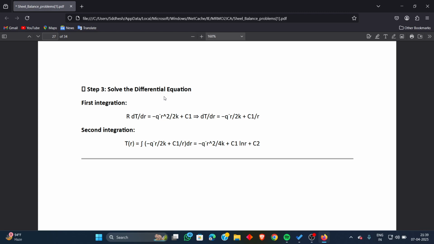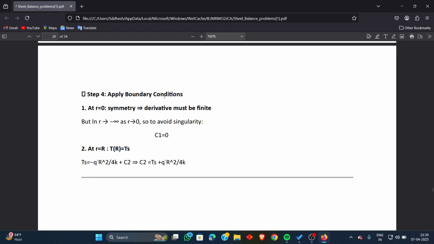First integration: r dT/dr = -q̇ r²/2k + C1, which gives dT/dr = -q̇ r/2k + C1/r. Second integration: T(r) = integral of (-q̇ r/2k + C1/r) dr = -q̇ r²/4k + C1 ln r + C2.